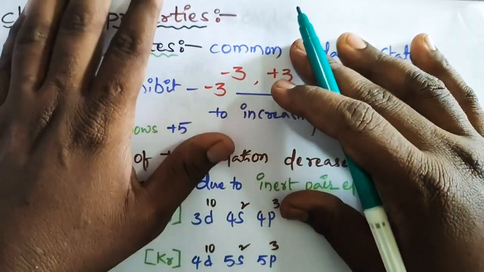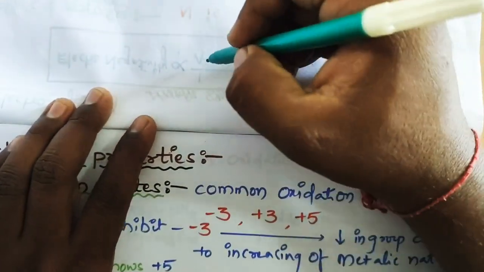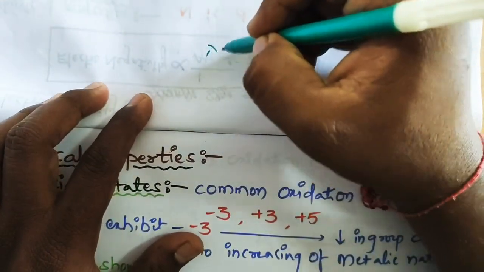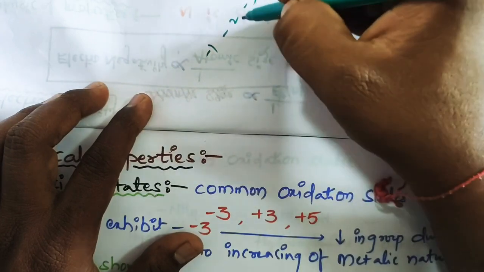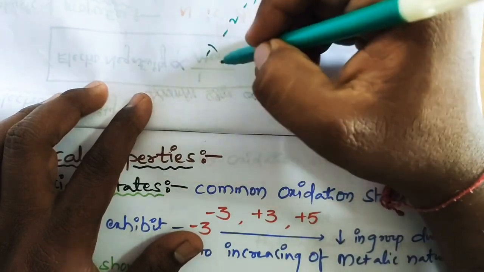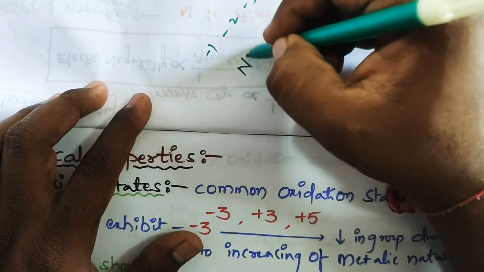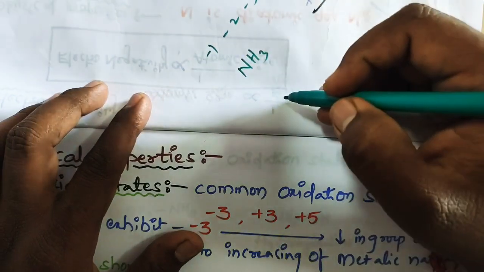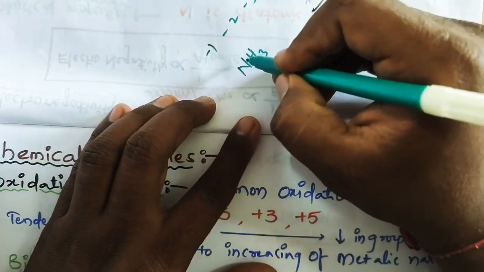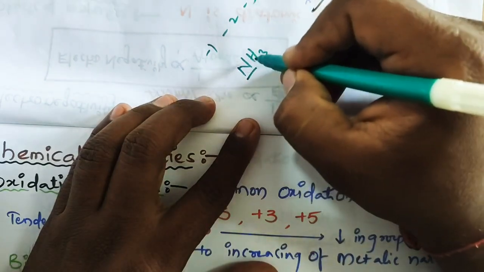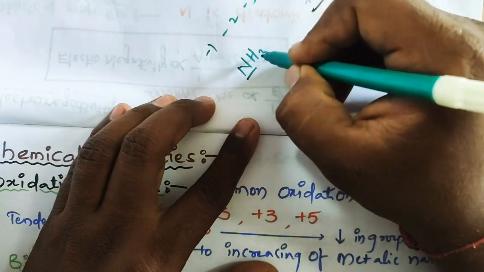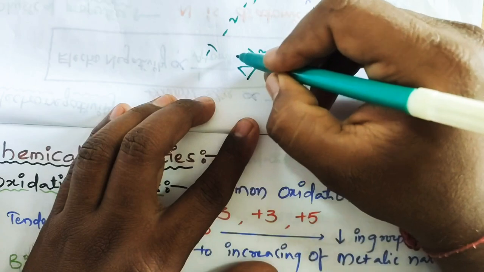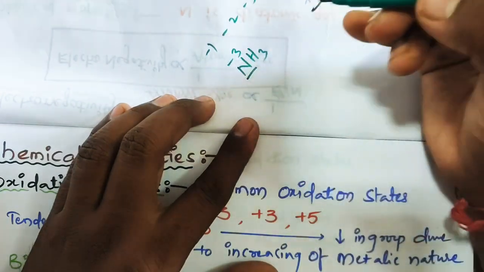What is meant by minus and plus? Minus, for example, we indicate -1, -2, -3, like that. Minus means it is gained. For example, you take NH3. In that, nitrogen is more electronegative, so it is going to abstract the electron from the hydrogen. So it shows the -3 oxidation state.